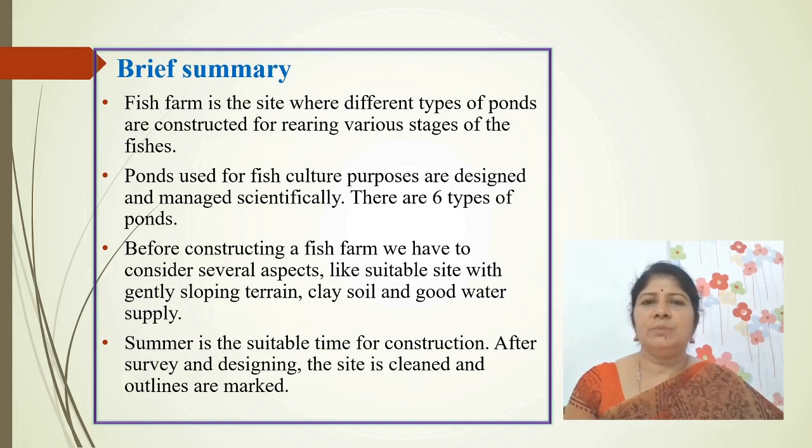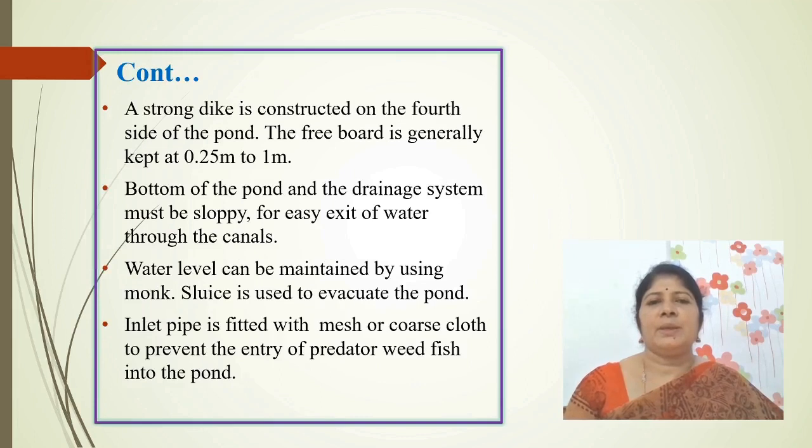Before constructing a fish farm, one should consider different factors like a suitable site with a gently sloping terrain, adequate water supply, and clayey soil. Summer is the suitable time of construction for a fish farm. After survey and designing, the site is cleaned and the outlines are marked. A strong dike is constructed on the 4th side of the pond. Freeboard is generally kept at 0.25 to 1 meters.